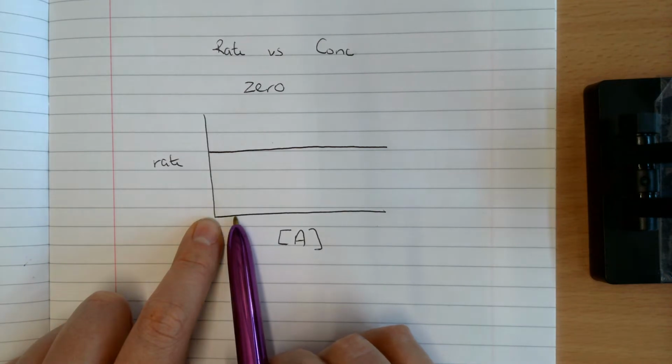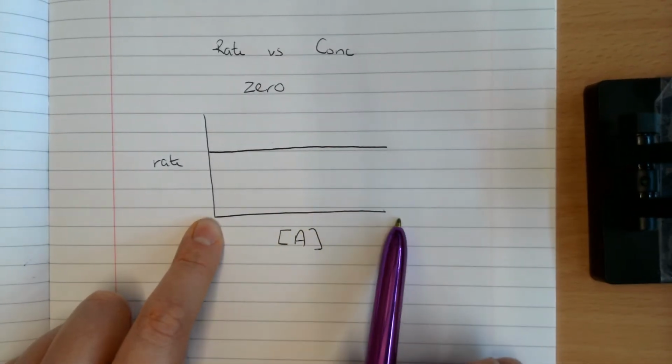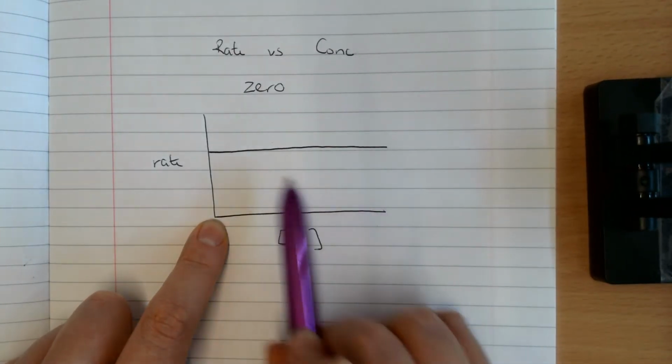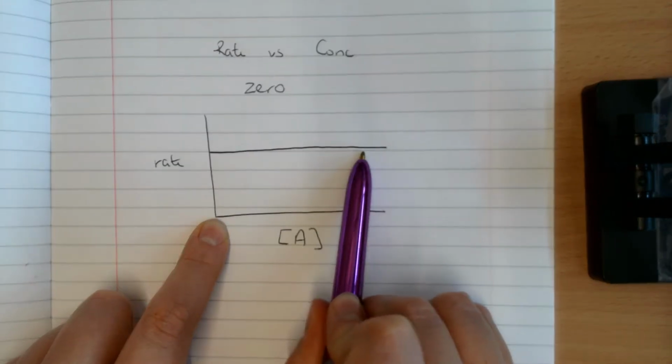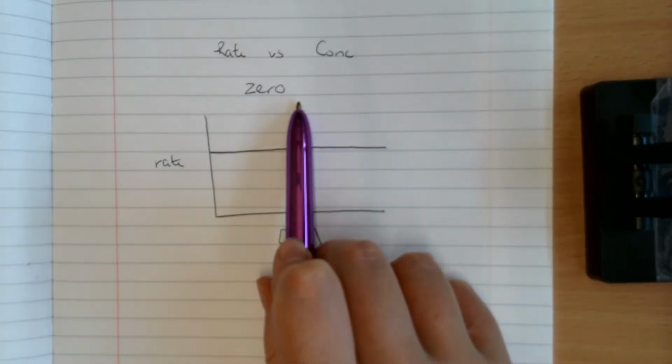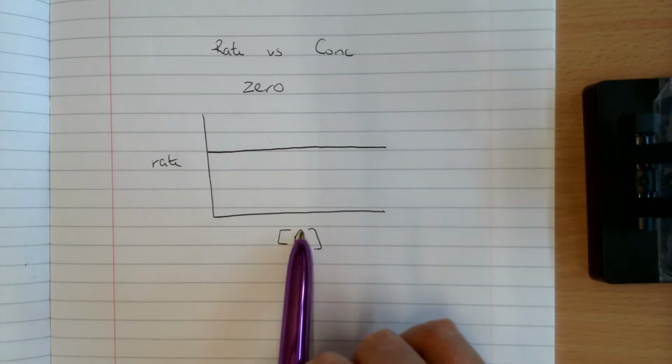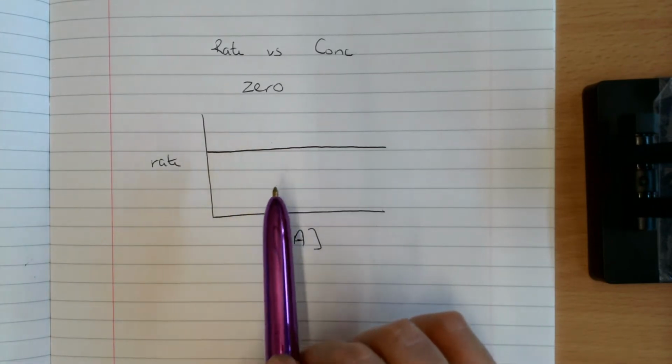And what this shows me is that as the concentration increases, as I move along the x-axis, that rate stays exactly the same, which is what I would expect for a zero order reactant. The concentration should have no effect on the rate.